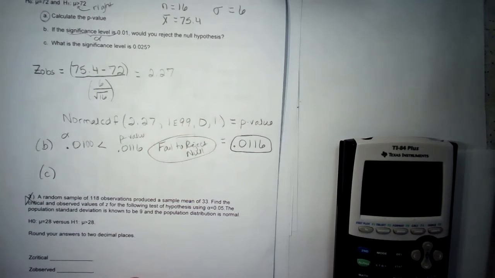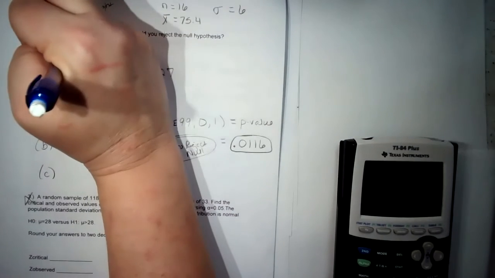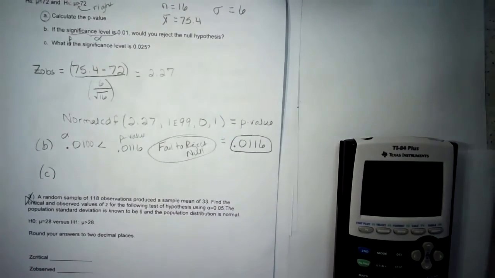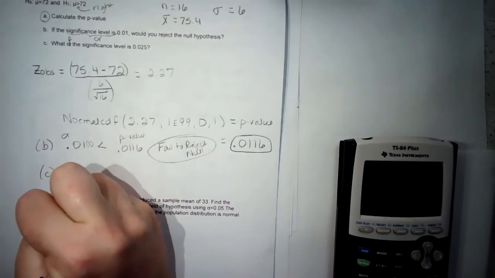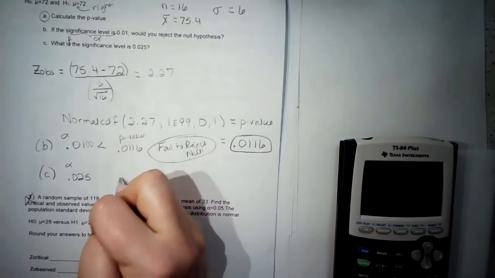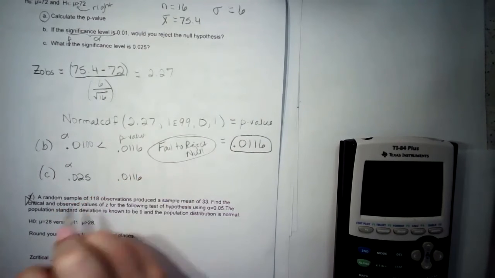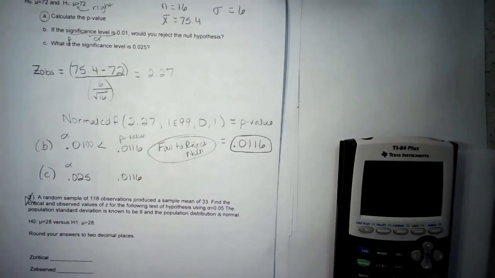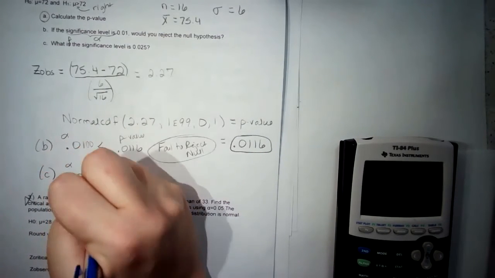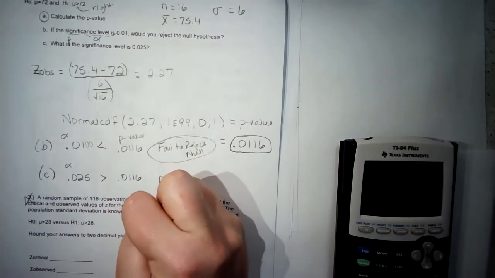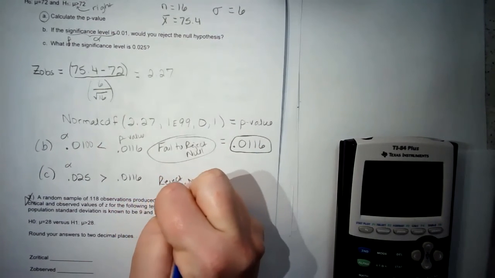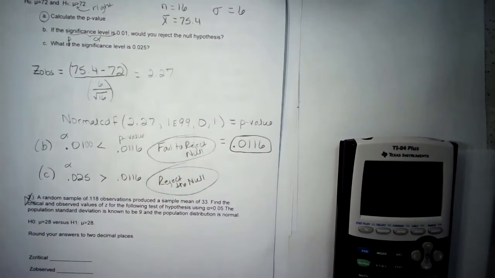Now we're going to look at C. C says, oh, it's supposed to say what if, sorry. What if the significance level changes to 0.025? What about in that case? Is alpha now bigger or smaller? Definitely bigger. And if alpha is bigger, then we reject the null. So that's how you do a p-value approach.